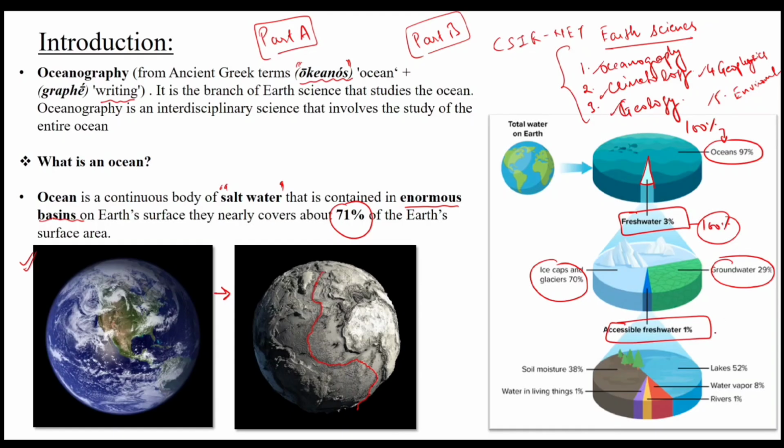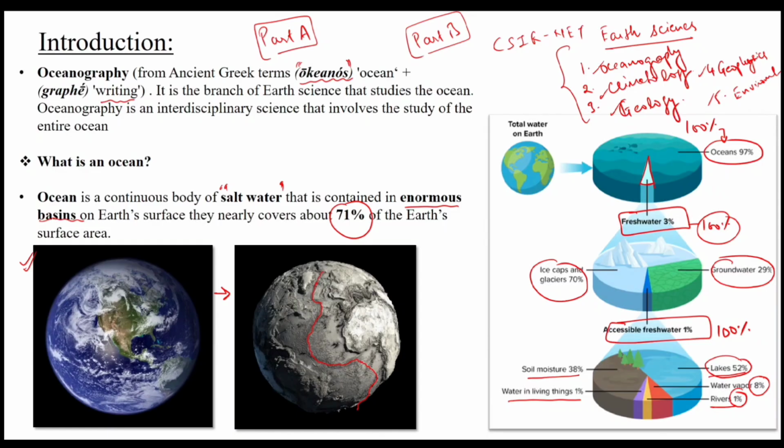And this 1%, take it to be 100%. In which soil moisture is 38%. Water in living things, in human beings, in other organisms is about 1%, because we know a large part of our body is made up of water. Lakes 52%, water vapor 8%, and rivers only 1%. The large rivers, Amazon, Brahmaputra, Congo, only make up 1%. So you have to remember these values very carefully.